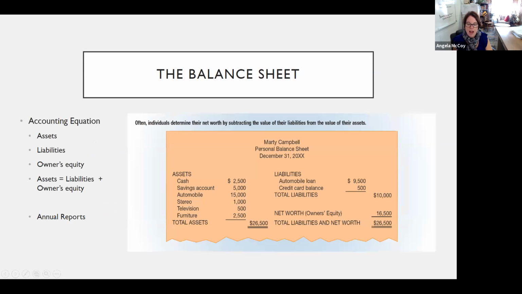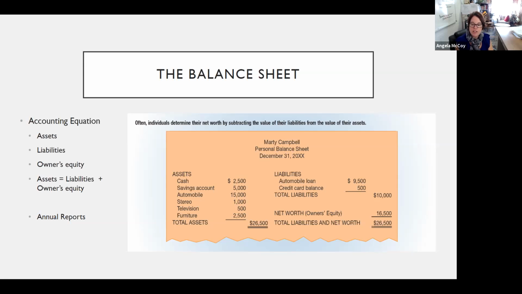Financial data are transformed into financial information and reported on three very important financial statements: the balance sheet, the income statement, and the statement of cash flows. So we're going to take a look at the balance sheet first.